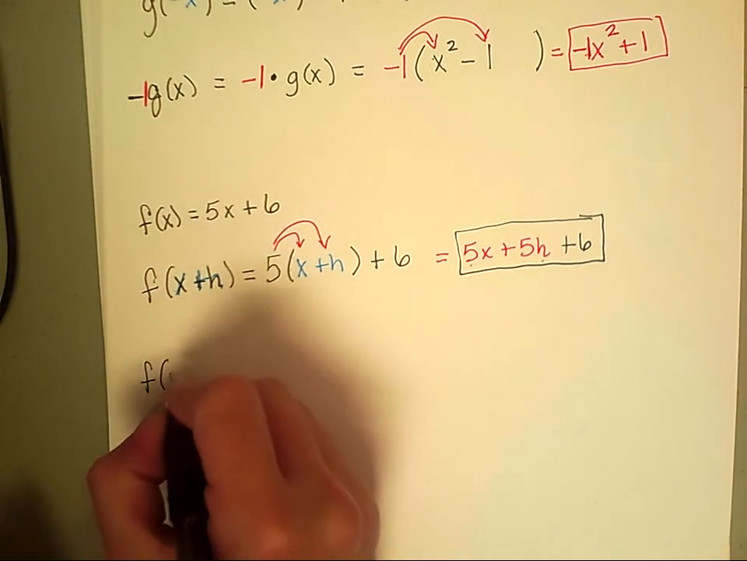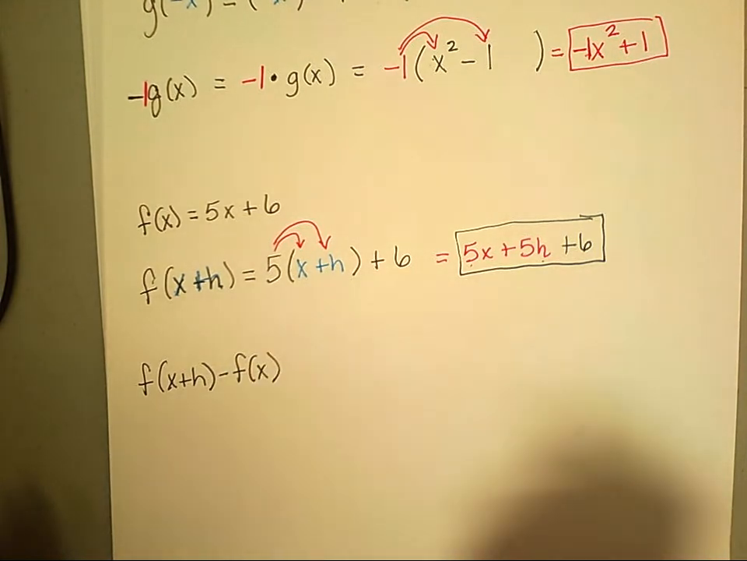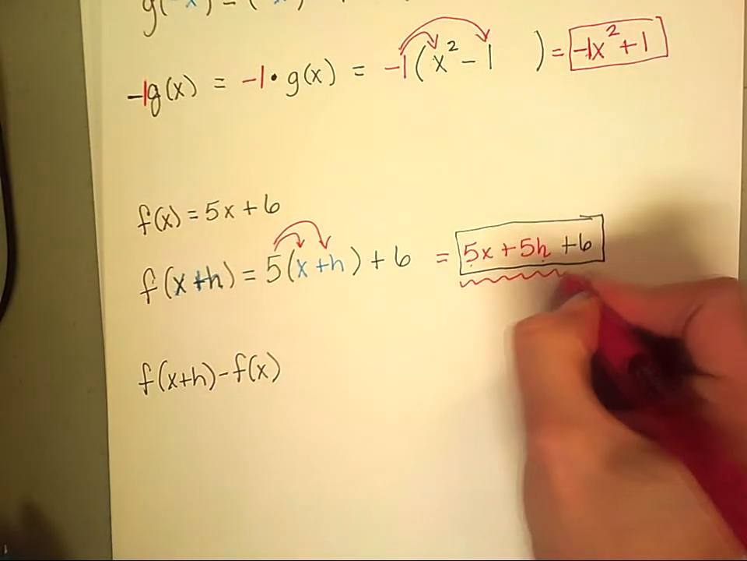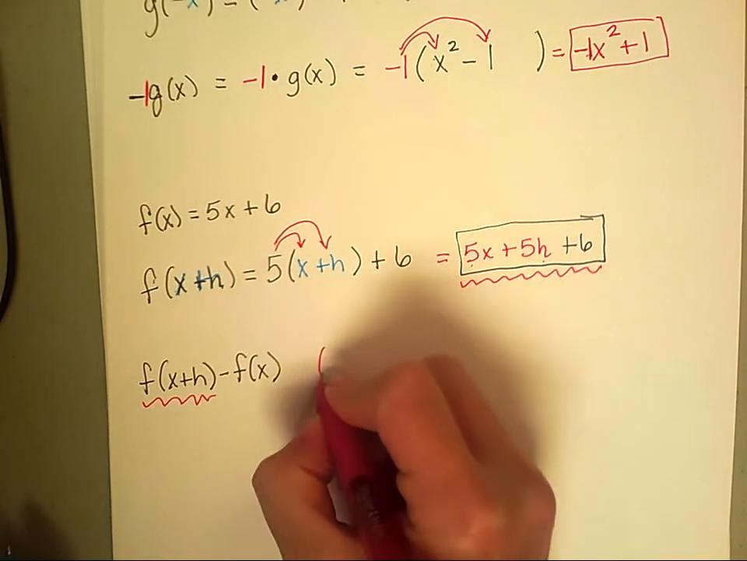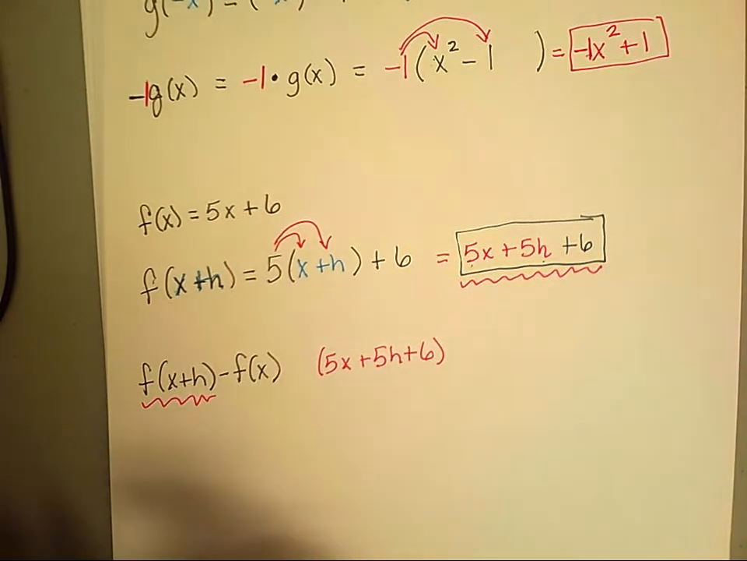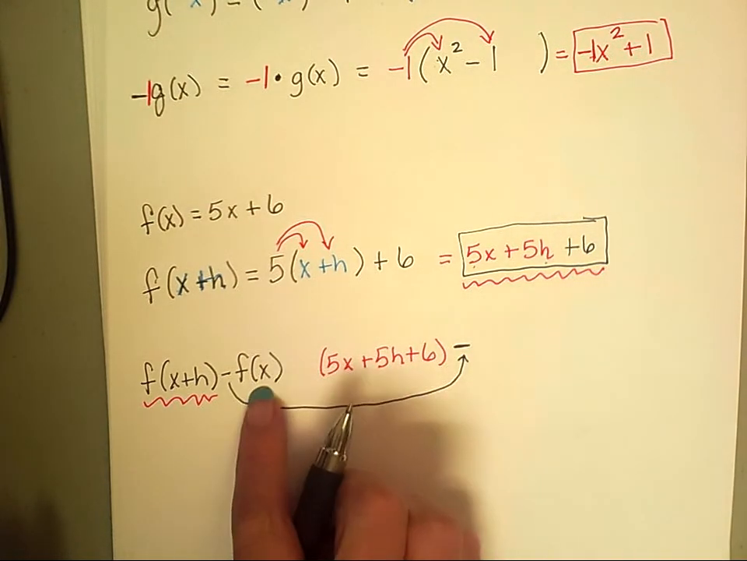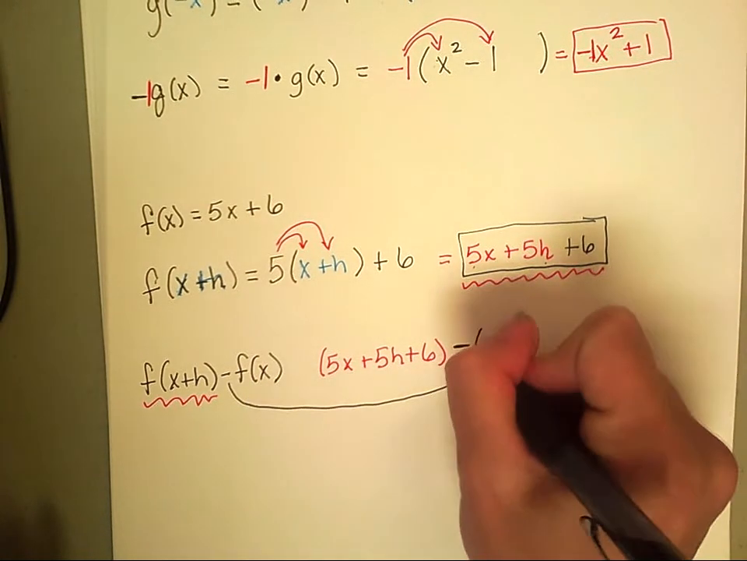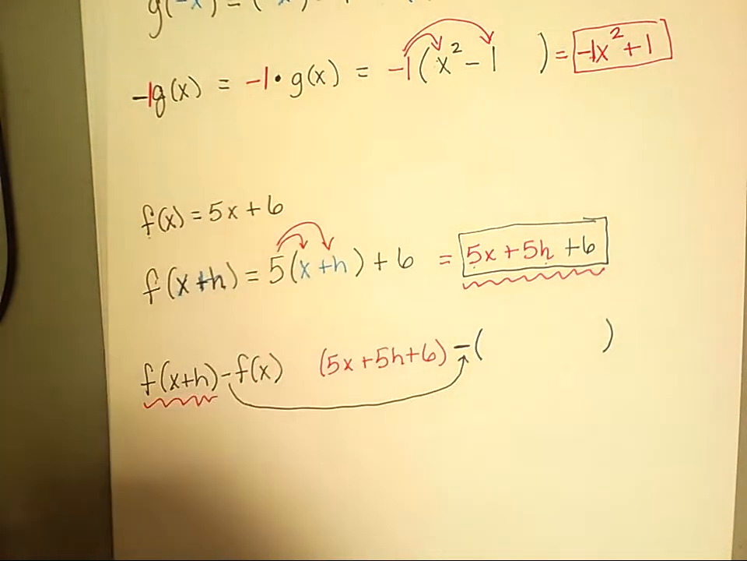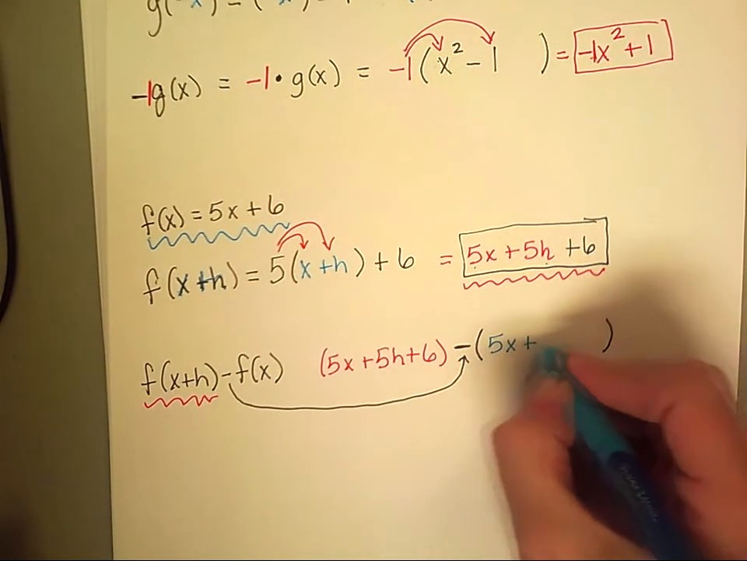And then sometimes what we want to do is we want to find f of x plus h and then subtract off our original function f of x. Alright, well, we know what f of x plus h is. It's this. So we'll take 5x's plus 5h's plus 6. Now here we'll take a subtraction, and then we have to subtract off the original function. So remember, when you do this, again, we want to use parentheses, and our original function is 5x plus 6.